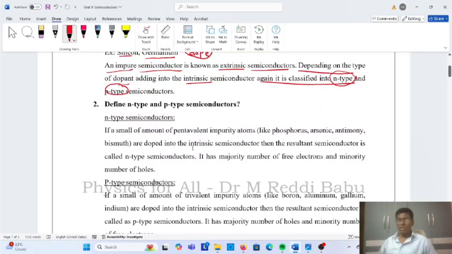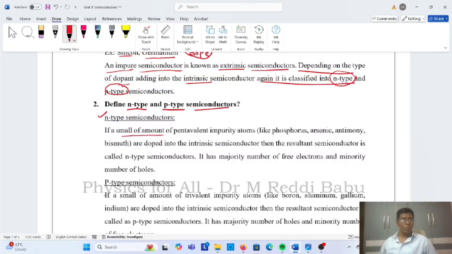Then we'll discuss the second question. What is the second question? Definition of N-type semiconductor and P-type semiconductor. Now let us discuss the N-type semiconductor.